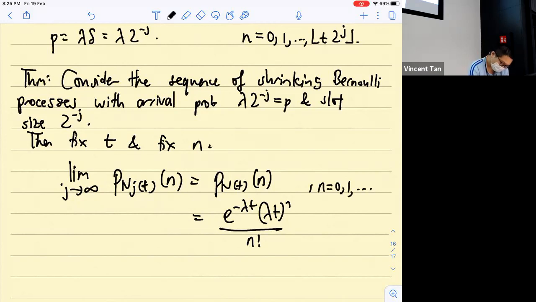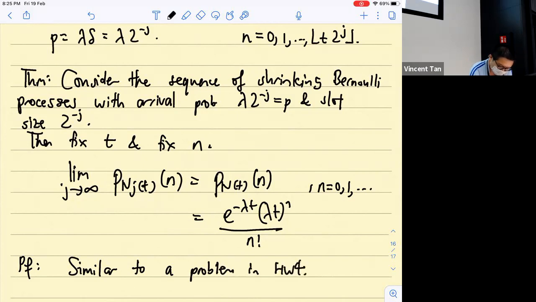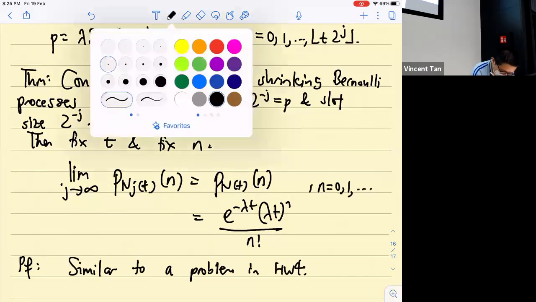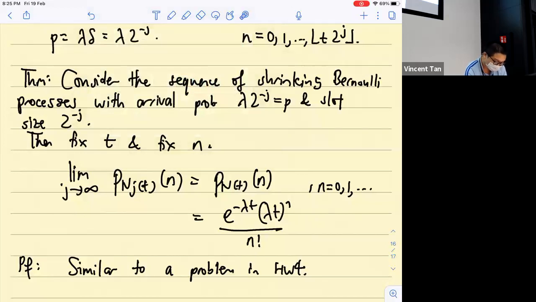I'm not going to go through this proof because we have already done it, similar to a problem in homework 4. Actually, this has a name. It's called the Bernoulli Poisson theorem or something like that. So this is a sequence of binomial distributions, and with the correct scaling, you can approximate the binomial distribution by a Poisson distribution. I will not prove this because you have already done it through a sequence of approximations in homework 4. So this is yet another construction of the Poisson process.